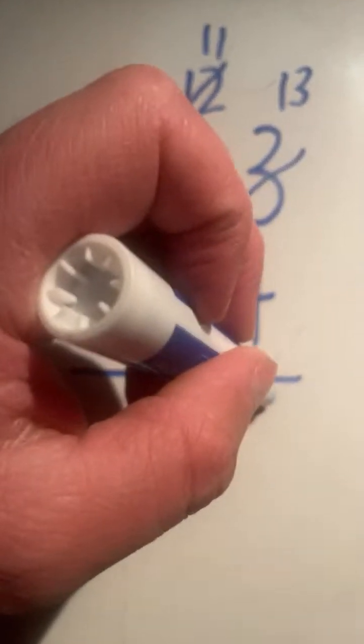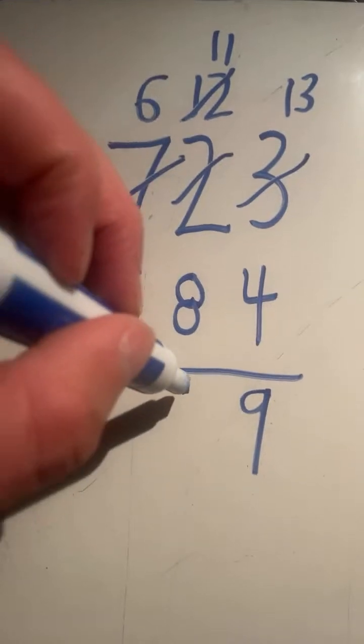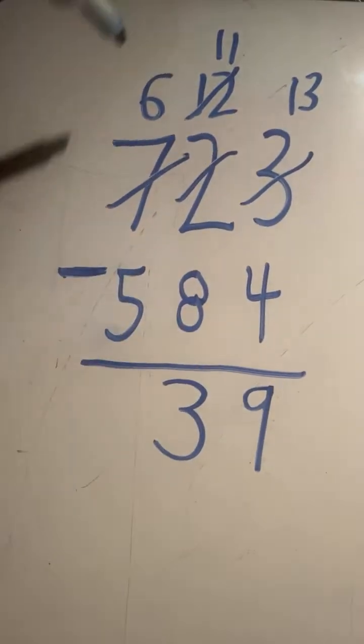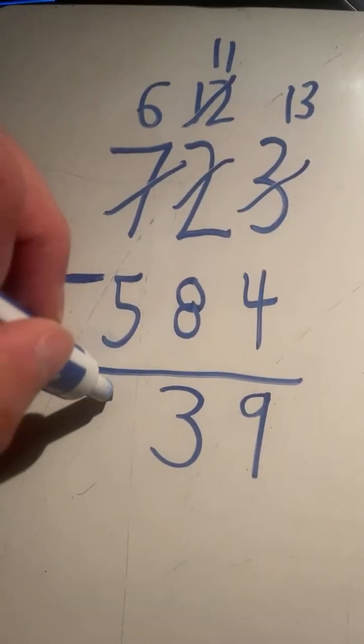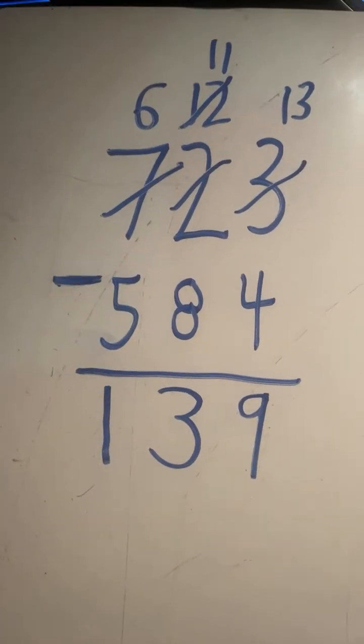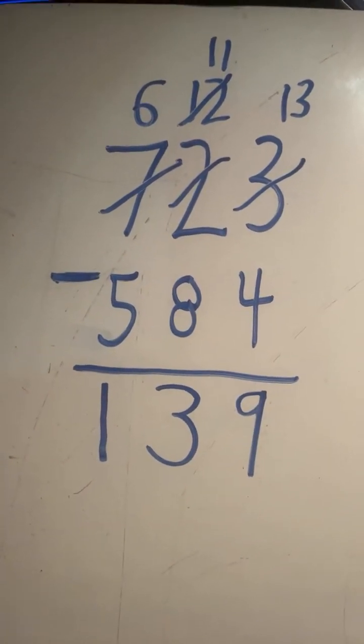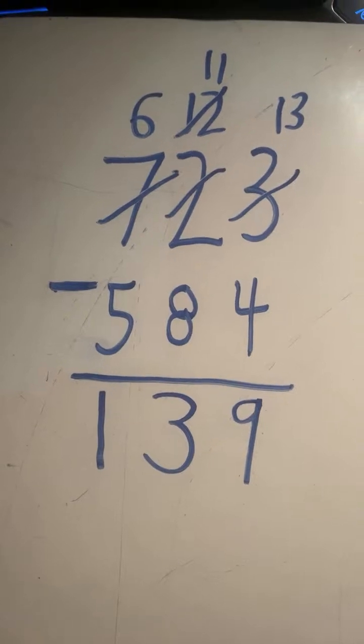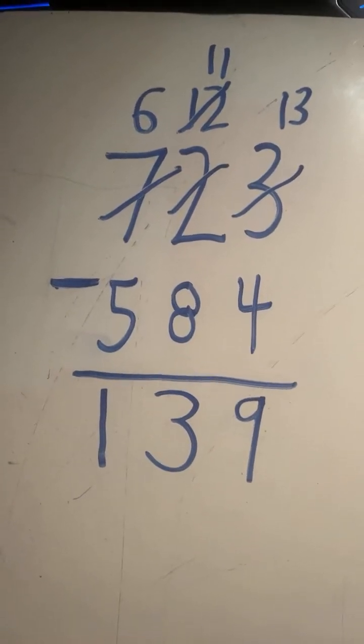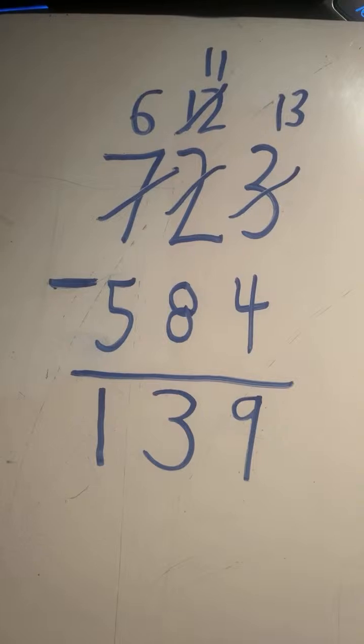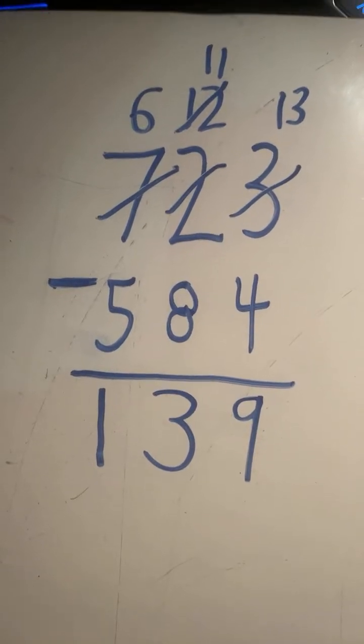13 minus 4 equals 9. 11 minus 8 equals 3. And 6 minus 5 equals 1. And we have our final answer: 723 minus 584 equals 139.